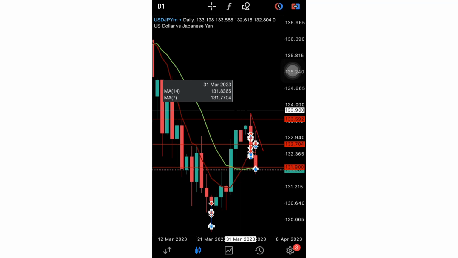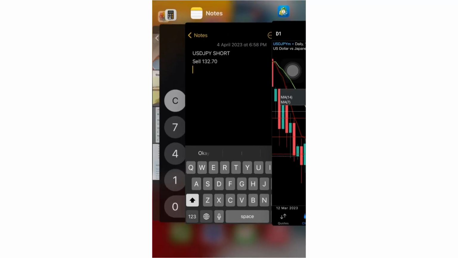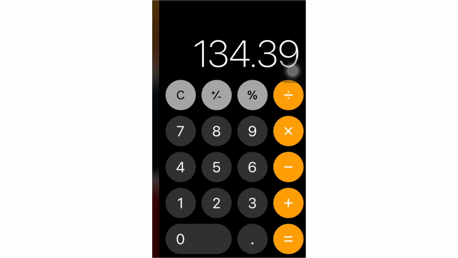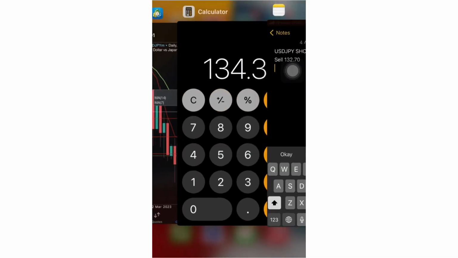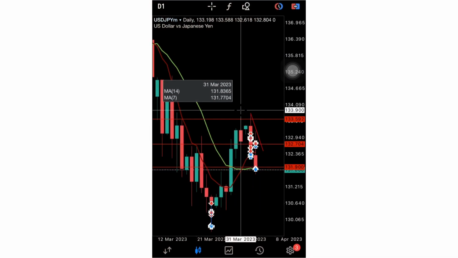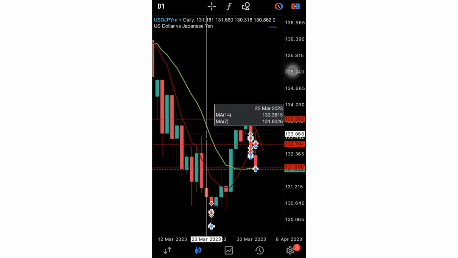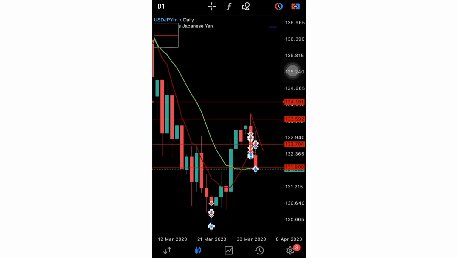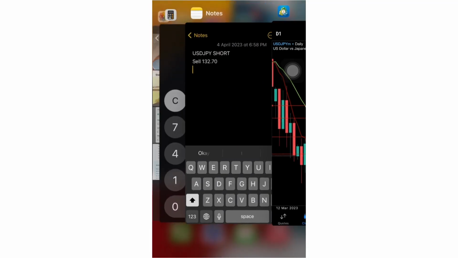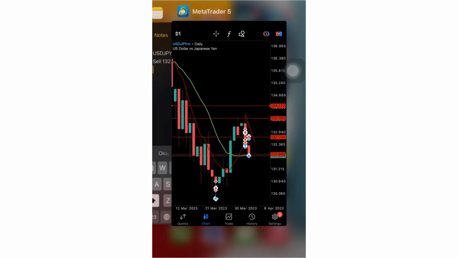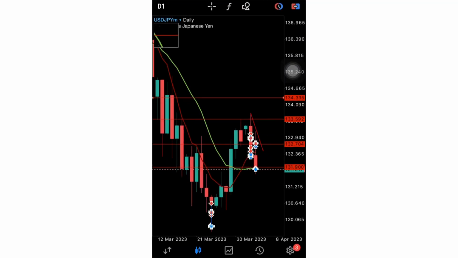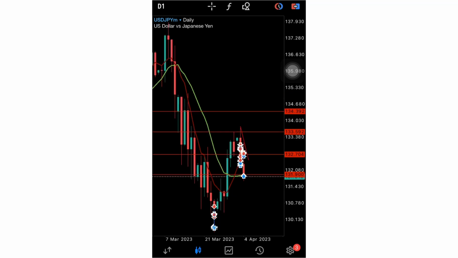So this is where I put my stop loss, 134.39. I want to show you guys how I took this trade this morning. Hold on, I'm not going to show you the analysis, just the stop loss, 134.39, somewhere like this, right? This is where the stop loss was. As you can see, this side.